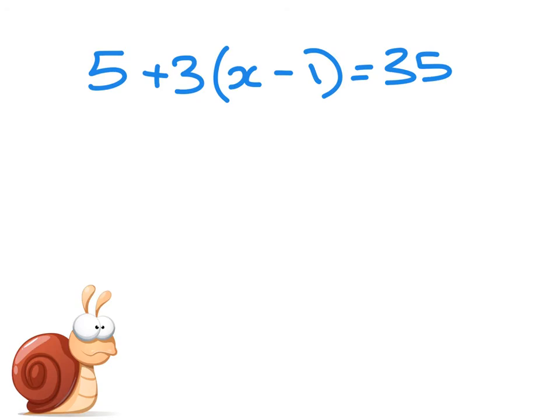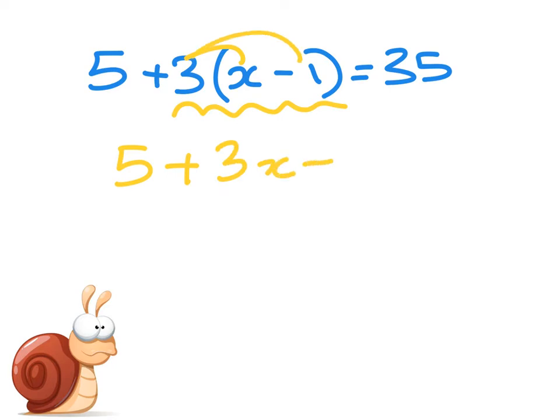The third equation, BODMAS says we need to do that bracket part first of all. So that's going to be 5 plus 3 times x, 3 times negative 1 is 35. Then solve it in the normal way.